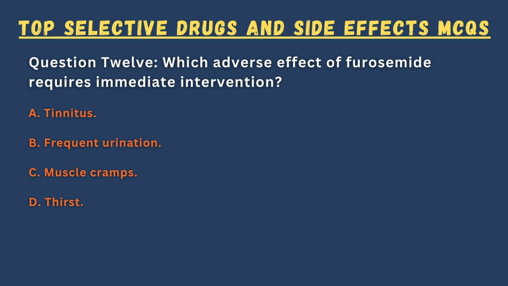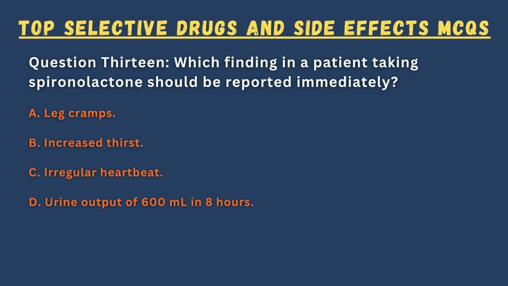Question 12. Which adverse effect of furosemide requires immediate intervention? A. Tinnitus. B. Frequent urination. C. Muscle cramps. D. Thirst. Answer. A. Tinnitus.